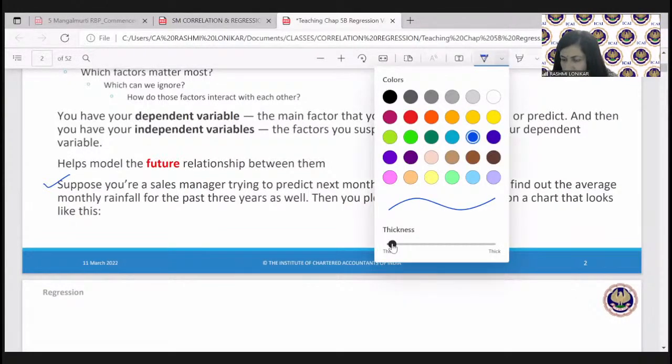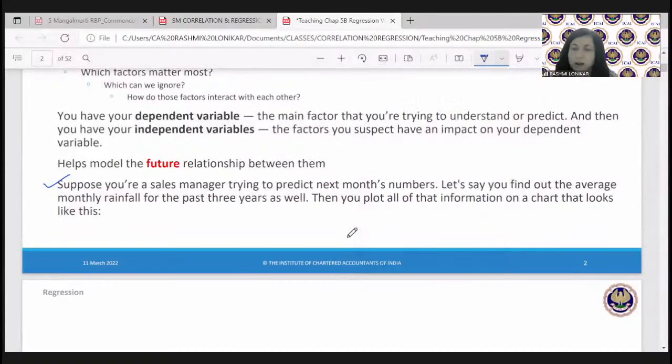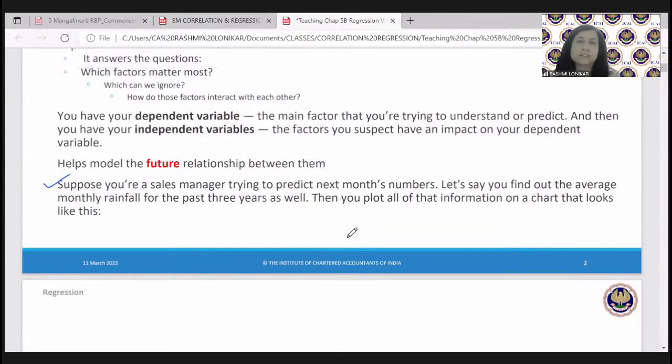Now, suppose I'm a manufacturer of tea. You know that in the rainy season, in the winter season, tea companies advertise that their tea contains tulsi, long, cardamom, and all those things. They start advertising. So the salesperson asks for data about the rainfall for the last 3 years on a monthly basis, and then he tries to plot the sales. Suppose he gets sales like this.